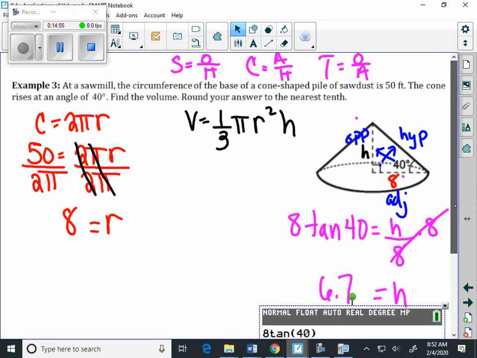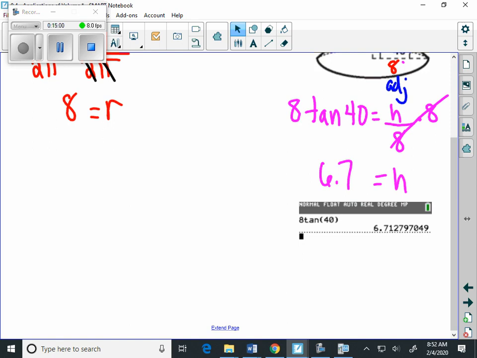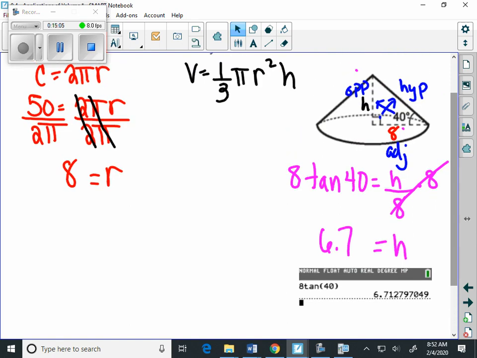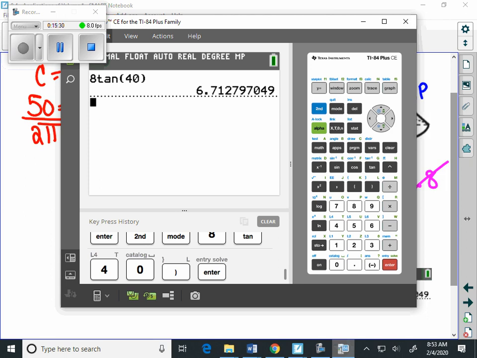So lastly, now we have the radius, we have the height of our cone, and we can figure out our volume by using our final formula here, which is 1/3 times pi times 8 squared times 6.7. And again, our problem tells us to round to the nearest tenth, so I am going to type pi in this time.